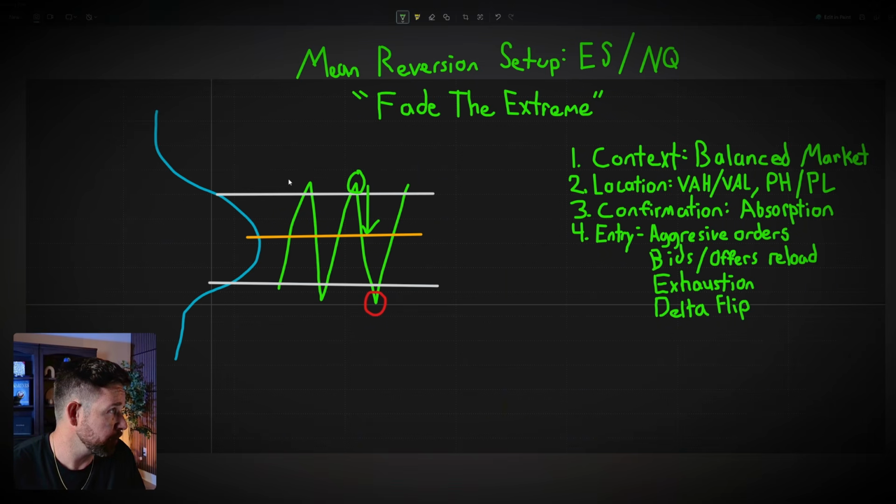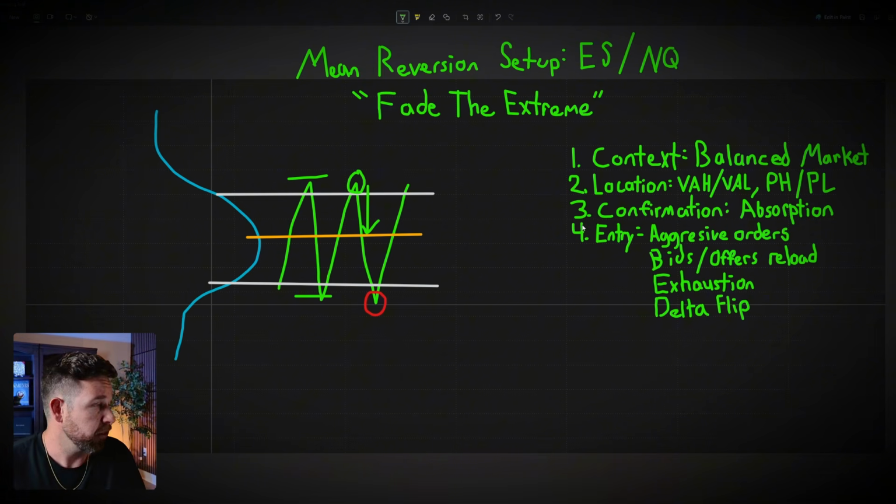Typically, those extremes align with prior highs and prior lows on a 15 or 30-minute intraday chart, as well as the value area high, value area low, and maybe some other key level of support or resistance just above or just below that balance range.